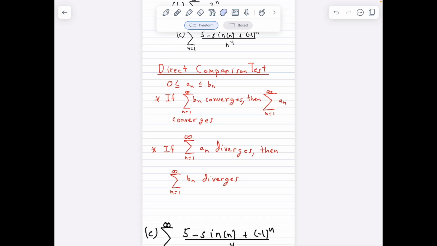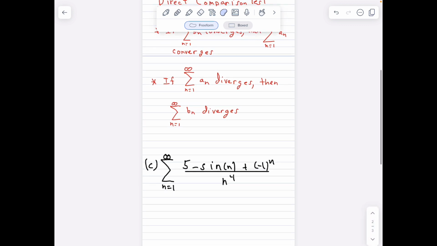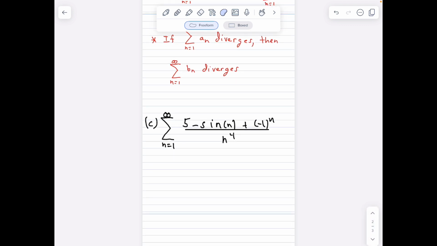If an is greater than or equal to 0 and less than or equal to an less than or equal to bn, and if the series bn converges, then the series an converges, and if the series an diverges, then the series bn diverges. Okay, so we have (5 minus sine n plus minus 1 to the n) over n to the fourth. That's our sequence, and we'd like to work with an inequality here.